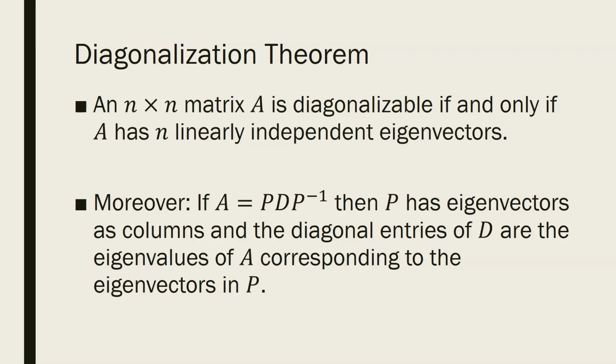An n by n matrix is diagonalizable if and only if we can find n linearly independent eigenvectors, and those eigenvectors will be the columns of our invertible matrix P. The diagonal entries of the diagonal matrix D will be the eigenvalues themselves.